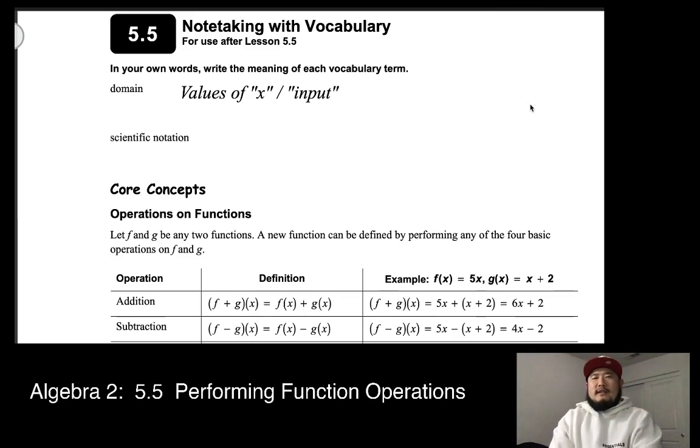All right, let's take a look at section 5.5, performing function operations. Today we're going to look at taking two functions and being able to add, subtract, multiply, and divide them together. Before we get started, let's look at one simple term, and that is the domain. Hopefully you remember that the domain of a function is the values of x, or what we call the input. So let's go ahead and get started.